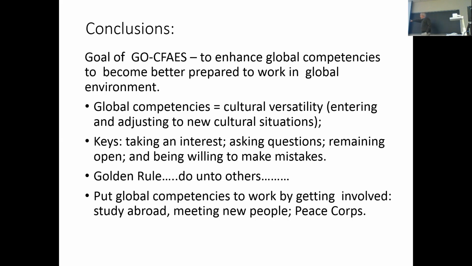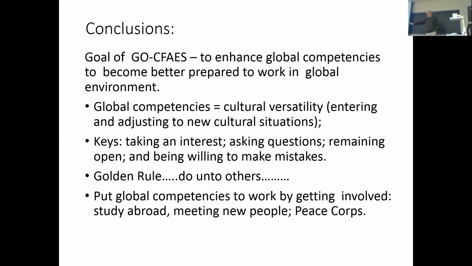And I often get back to the old golden rule, if you remember that one: do unto others as you would have others do to you. It's so simple, but it is a perfect cross-cultural rule. If you treat other people with respect, if you take an interest in them, who doesn't like to have people take an interest in them? Everybody, the whole world does. These are great cross-cultural rules.